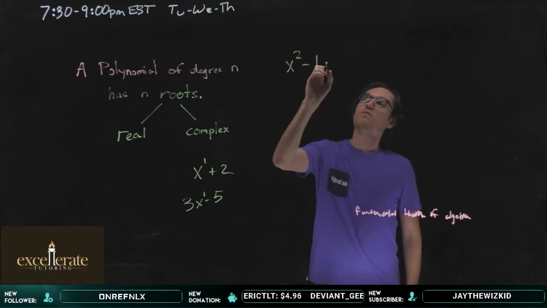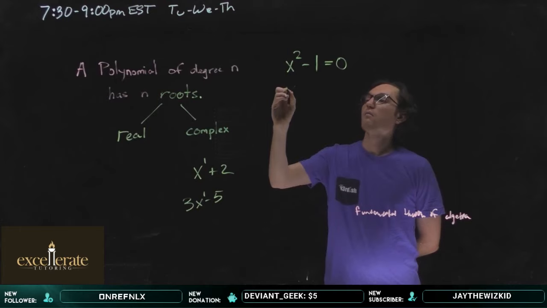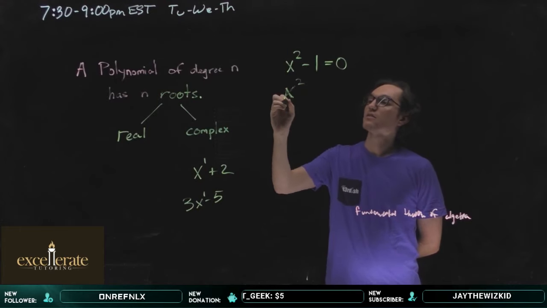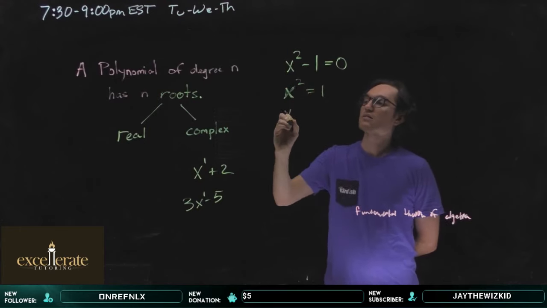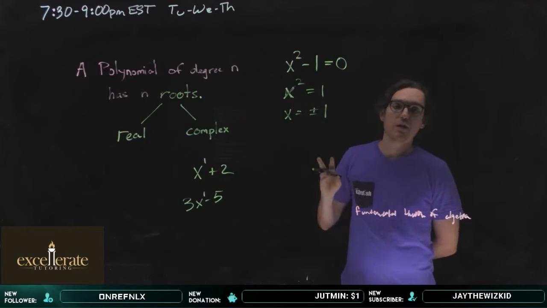If you solve this thing, you set it equal to 0, that's how you find roots. You know, it's where the y is 0. x squared is equal to 1. x is equal to the square root of 1, which is plus or minus 1. All right? That's two different roots.